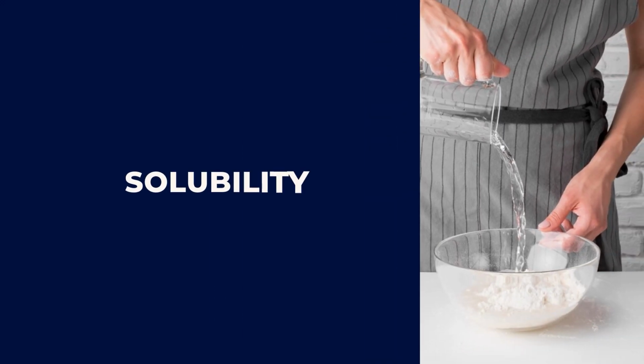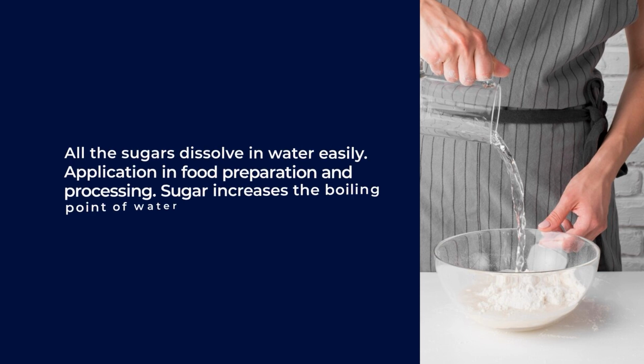When you want to make a cake, you take sugar, dissolve it in water, and then add the flour and other things. Because sugar absorbs the moisture, it gives you a soft cake, and it gets its structure also because of these properties. Then the solubility: all the sugars dissolve in water easily, and this is very important in food preparation and processing.